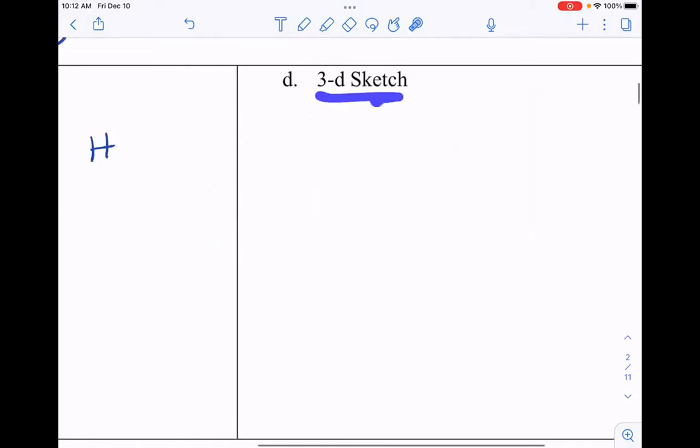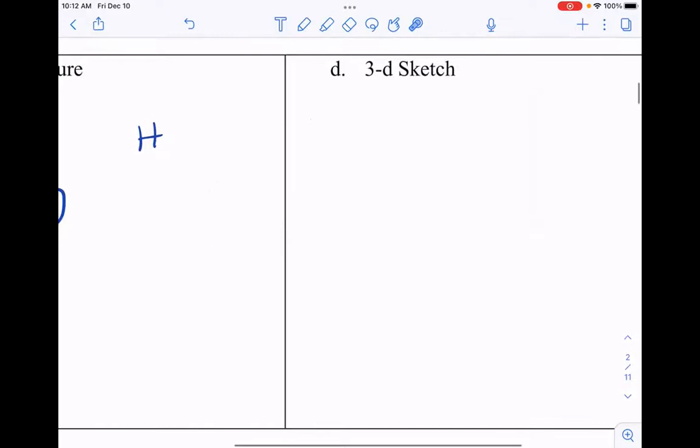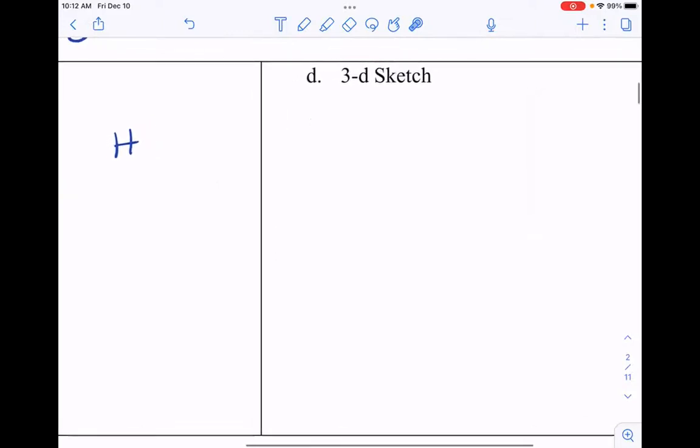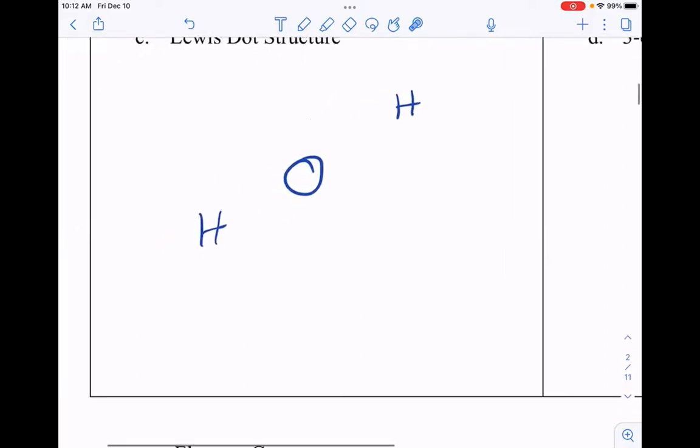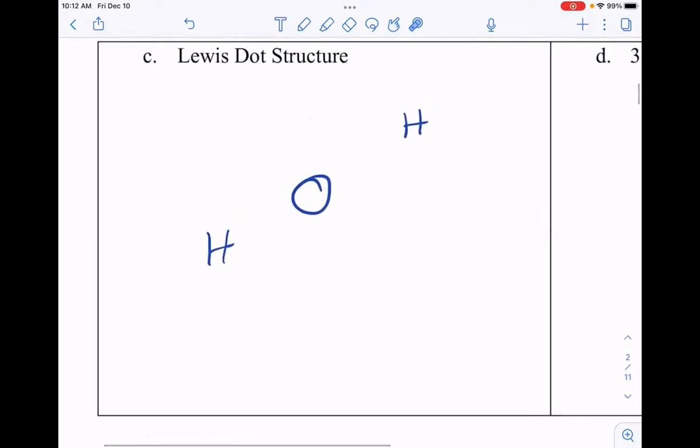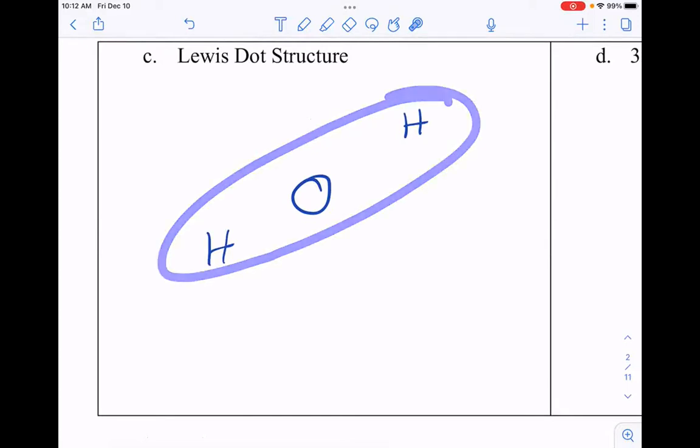When we're talking about the 3D sketch a little bit later on, we're going to use bold, or I'm sorry, I keep saying bold, I'm used to saying bold, but it's officially called wedged. We're going to use wedged and dashed lines to represent the 3-dimensional character of this molecule.